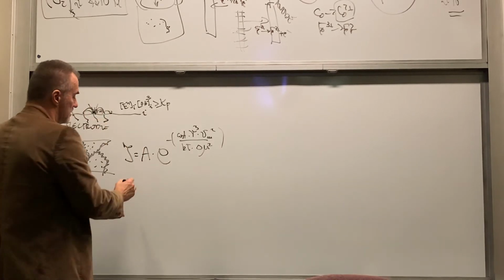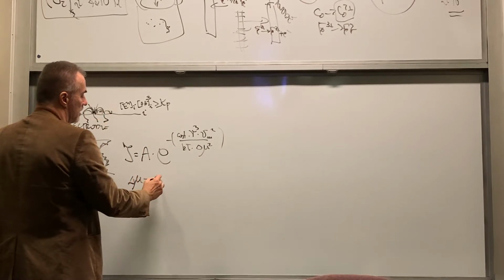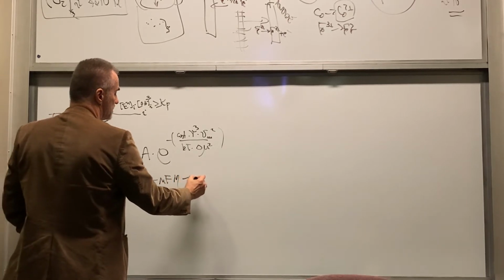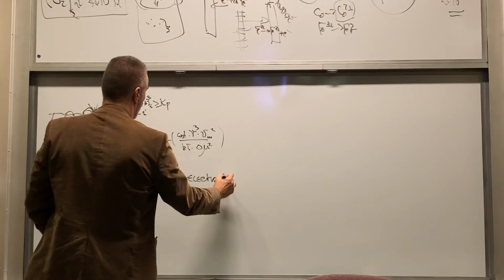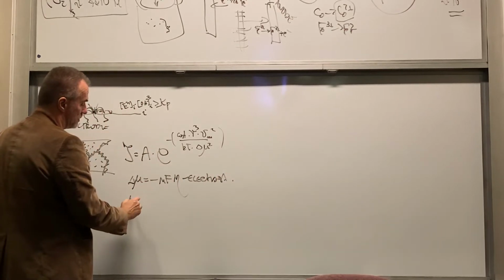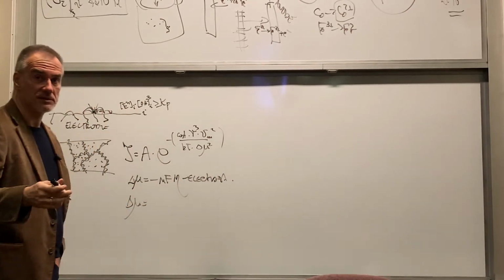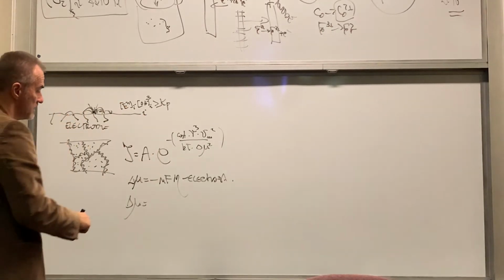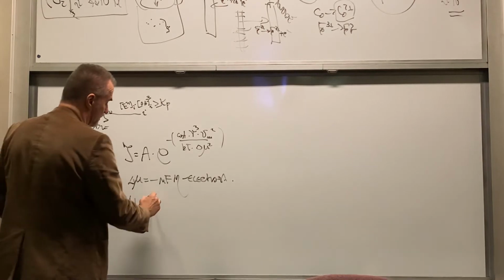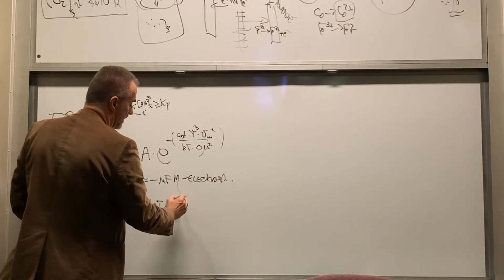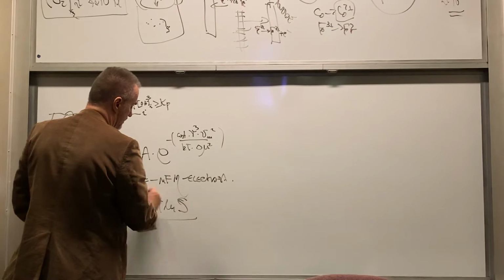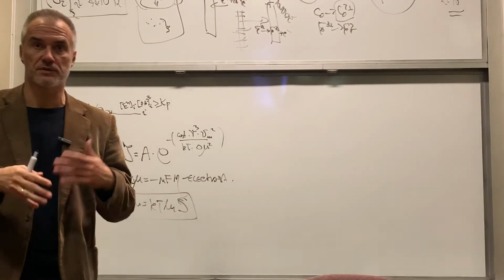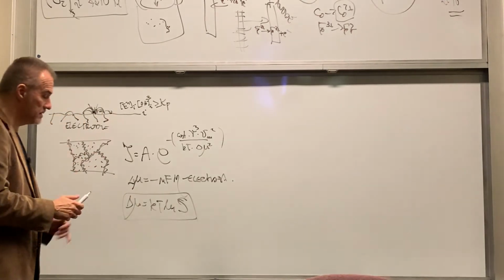Now, we said that delta mu is minus nF eta, which is for electrodeposition. But when we have crystallization or precipitation type of new phase growth, this delta mu is defined in terms of kT ln S. Now this S term is also called supersaturation. Let me explain what this S term is.